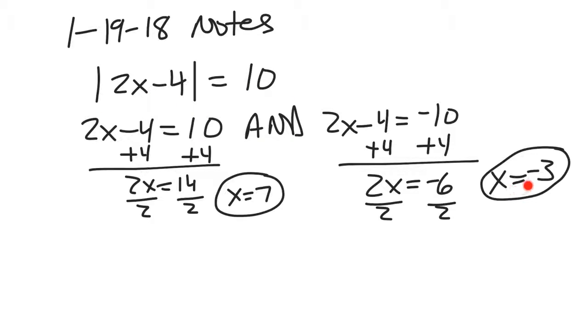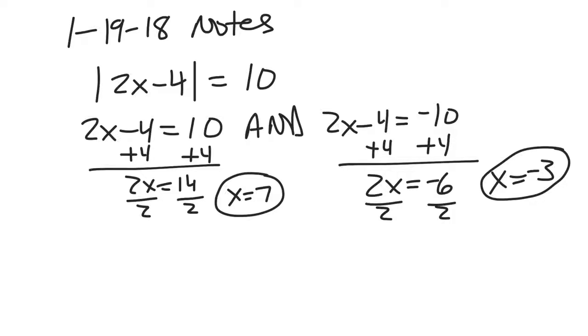Okay, and then take negative 3, put that in here. 2 times negative 3 is negative 6. Negative 6 minus 4 is negative 10, but the absolute value of negative 10 is 10. So it does check out that both negative 3 and 7 are solutions here.